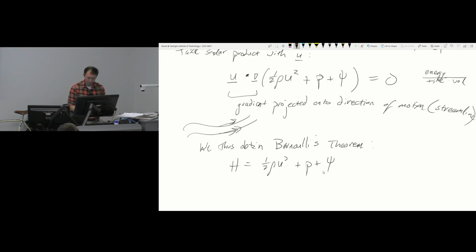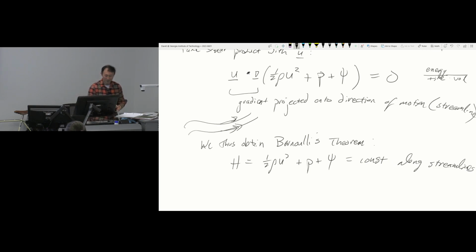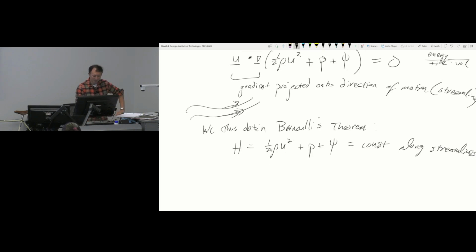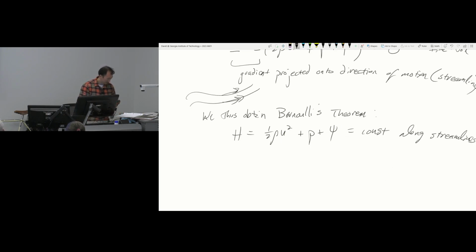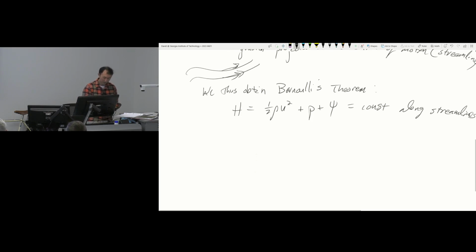So H, which has units of energy per volume, is constant along streamlines. So you can imagine if I look at my fluid particles, I can count the amount of velocity, kinetic energy I got, pressure, and the amount of any kind of gravitational energy. And the sum of those three is not going to change.